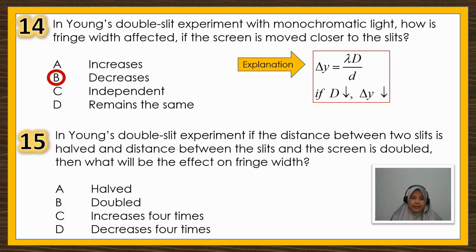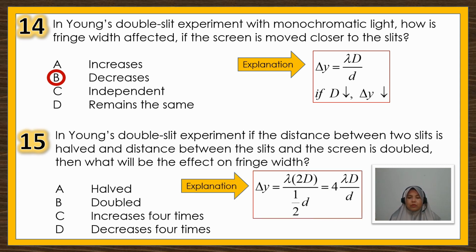For question number 15, in Young's double slit experiment, if the distance between the two slits is halved and the distance between the slit and the screen is doubled, what will be the effect on the fringe width? For this case, we refer to the equation of the fringe separation. We just substitute half d and also 2D. Then we calculate, and we will get the effect on the fringe width. The fringe width will increase 4 times.